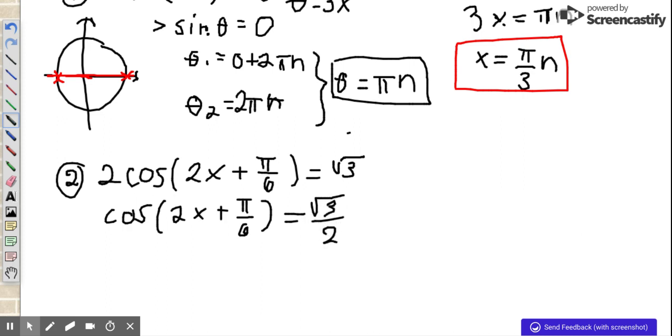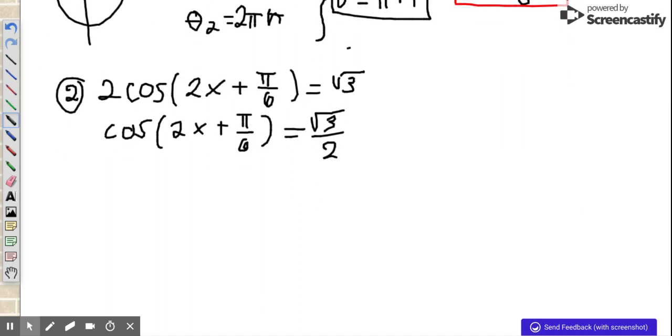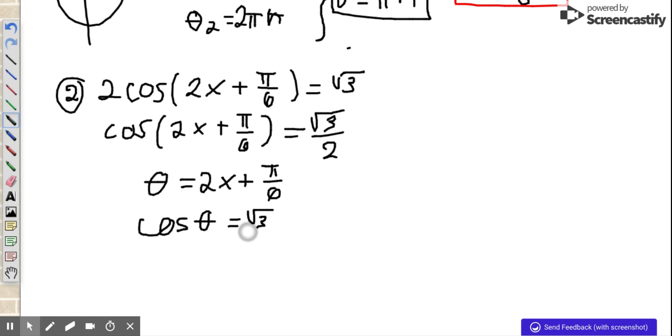So again, I would use the same idea as above, which is using a simple substitution for theta. So theta would be equal to 2x plus pi over 6, which means what we're solving at this point would be cos of theta is equal to root 3 over 2, which is really just a basic equation.